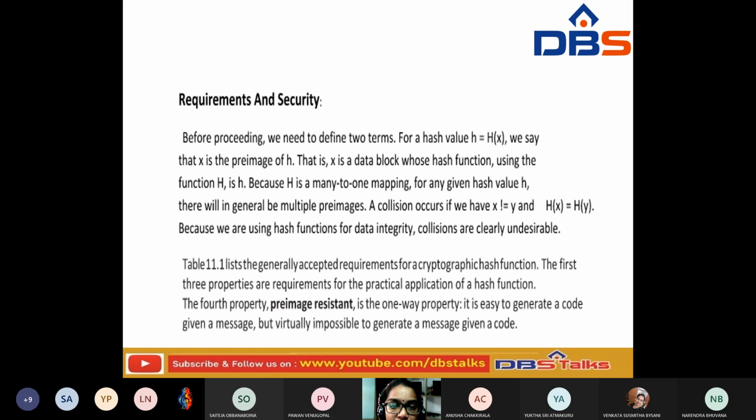A collision occurs if we have x not equal to y and H of x is equal to H of y. Because we are using hash functions for data integrity, collisions are clearly undesirable. Here, if you have observed this table, we can list the requirements for cryptographic hash functions. The first three properties are the requirements for the practical application of a hash function. The fourth property, pre-image resistance, is a one-way property. It is easy to generate a code given a message, but virtually impossible to generate the message given the code.